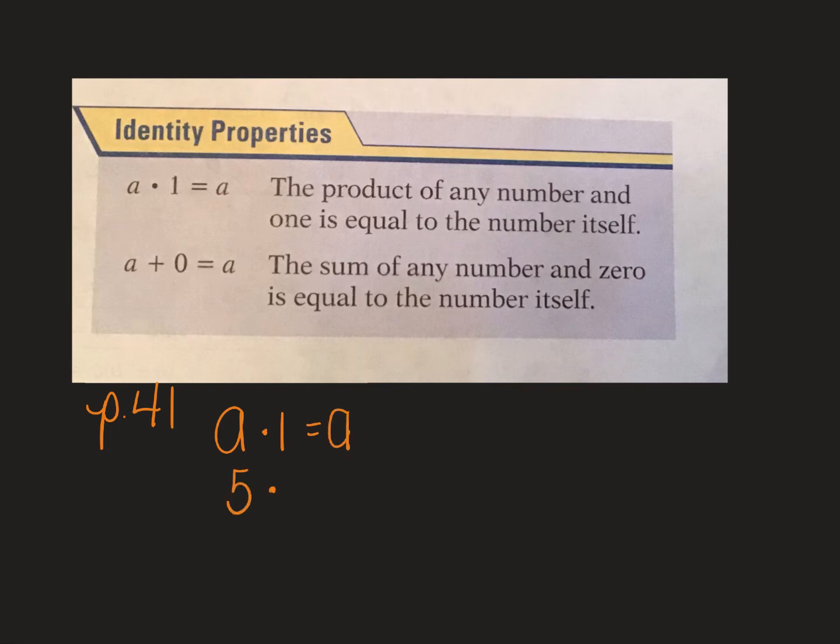5 times 1 equals 5. So whatever you're multiplying it by, you're going to get whatever the original number was. Let's look at the addition part, and then I'll show you another example. Of course, A plus 0 equals A. So the sum of a number and 0. When you're adding, you're always adding that number and a 0 typically, and you're going to get that number.